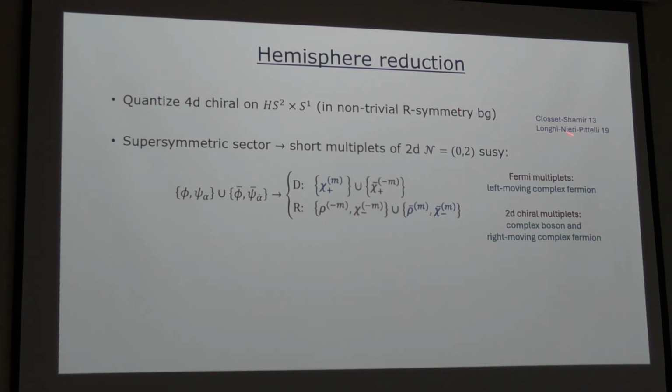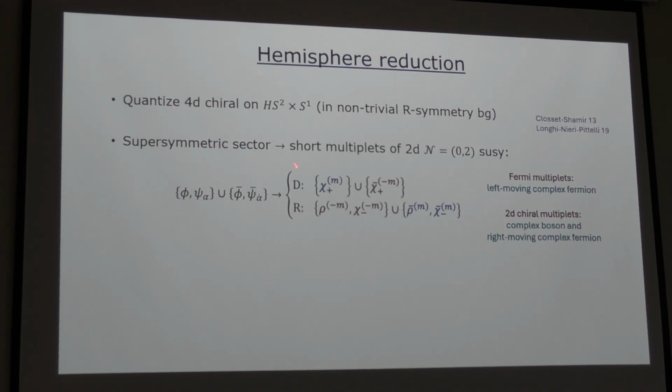This was studied in detail in this paper here in the context of the full sphere, and I can use many of their results for the hemisphere as well. Okay, so yeah, I'm really relying heavily on this paper. It turns out that the supersymmetric sector of this theory reduces to short multiplets of a 2D (0,2) supersymmetry algebra.